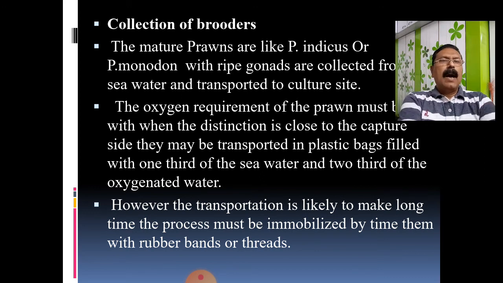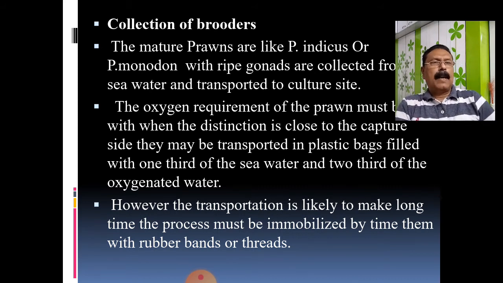If the distance from the capture site of the brooders to the culture site is short, there is no problem with the supply of dissolved oxygen. But when the culture site is too far from the capture site, you should be very cautious at the time of transportation. You should provide a continuous oxygen supply through an aerator into the container, and you should avoid overcrowding during the transportation also.